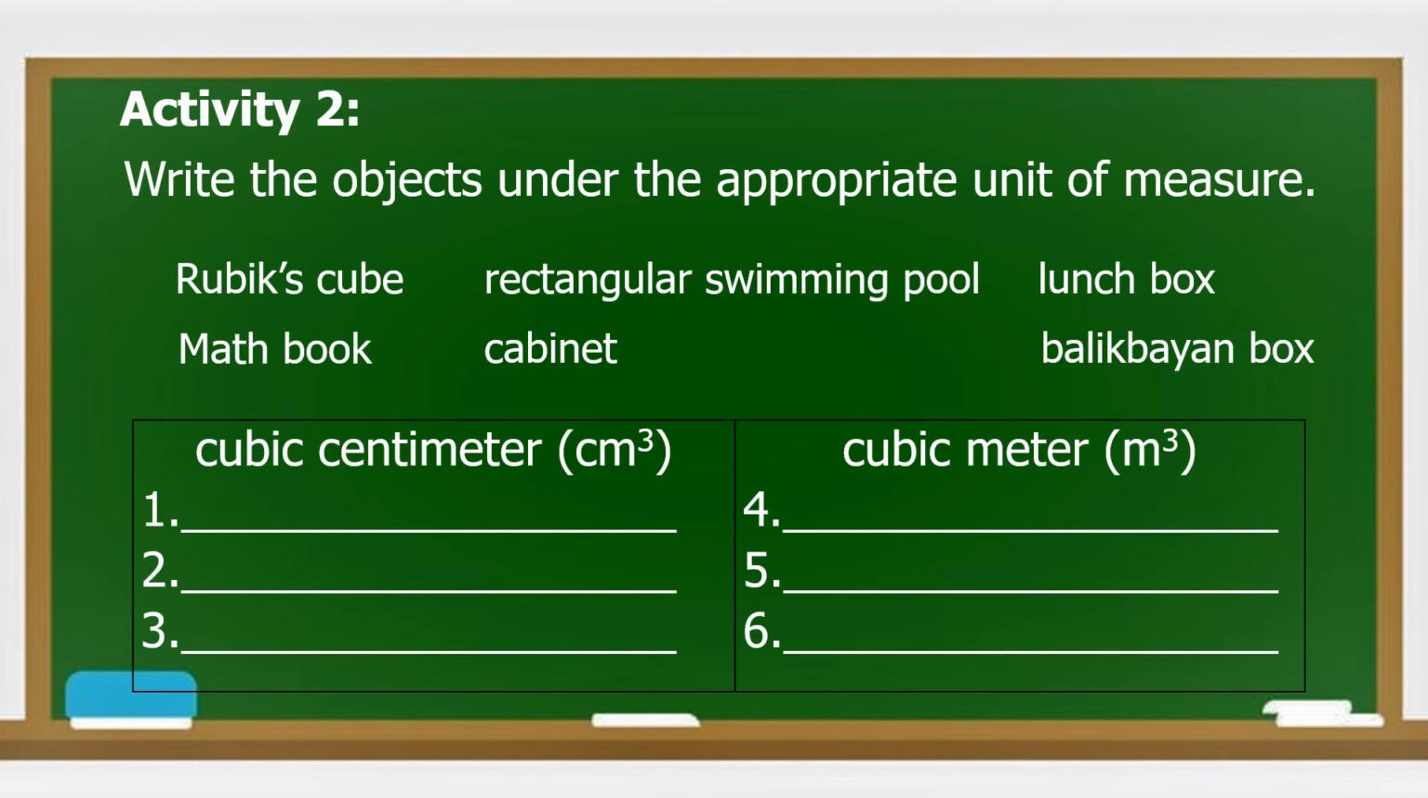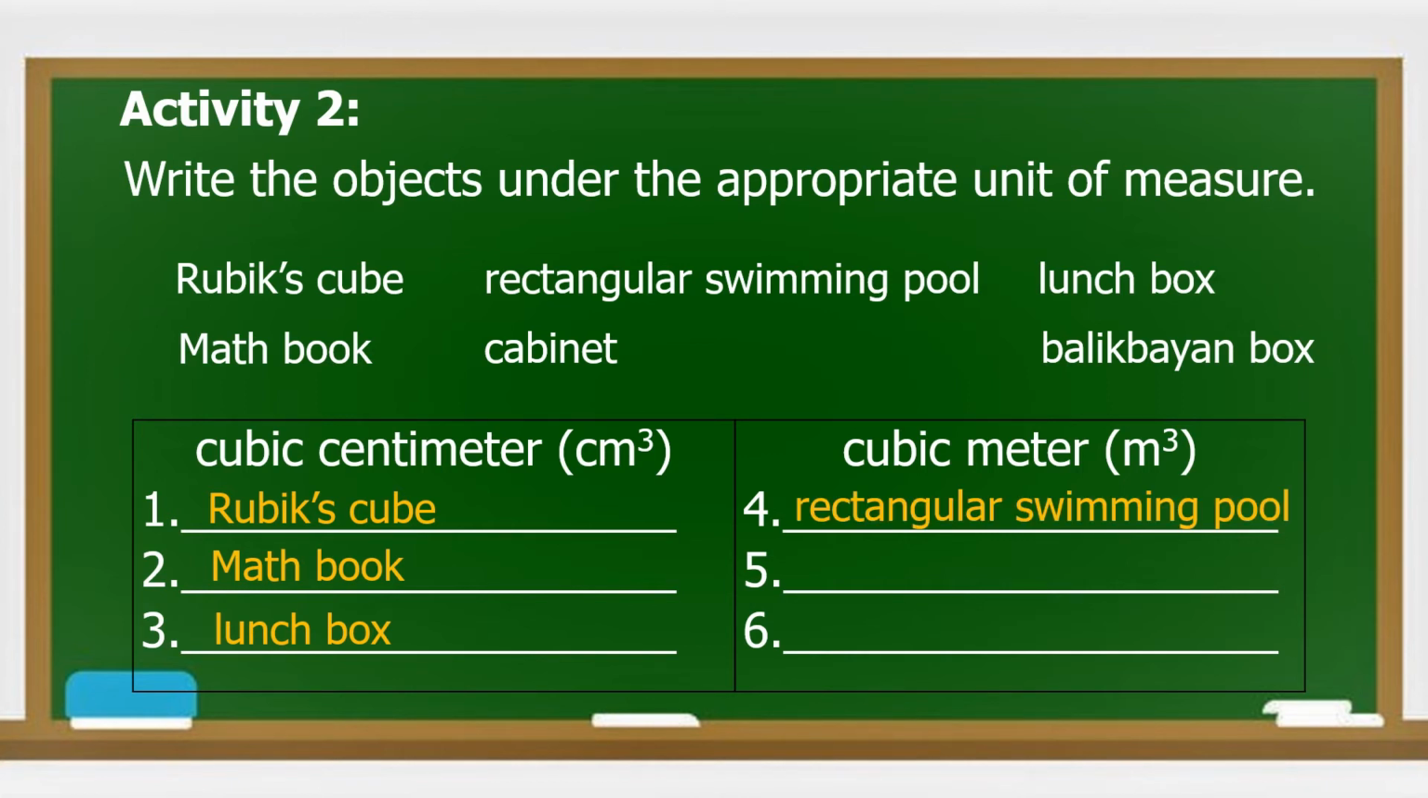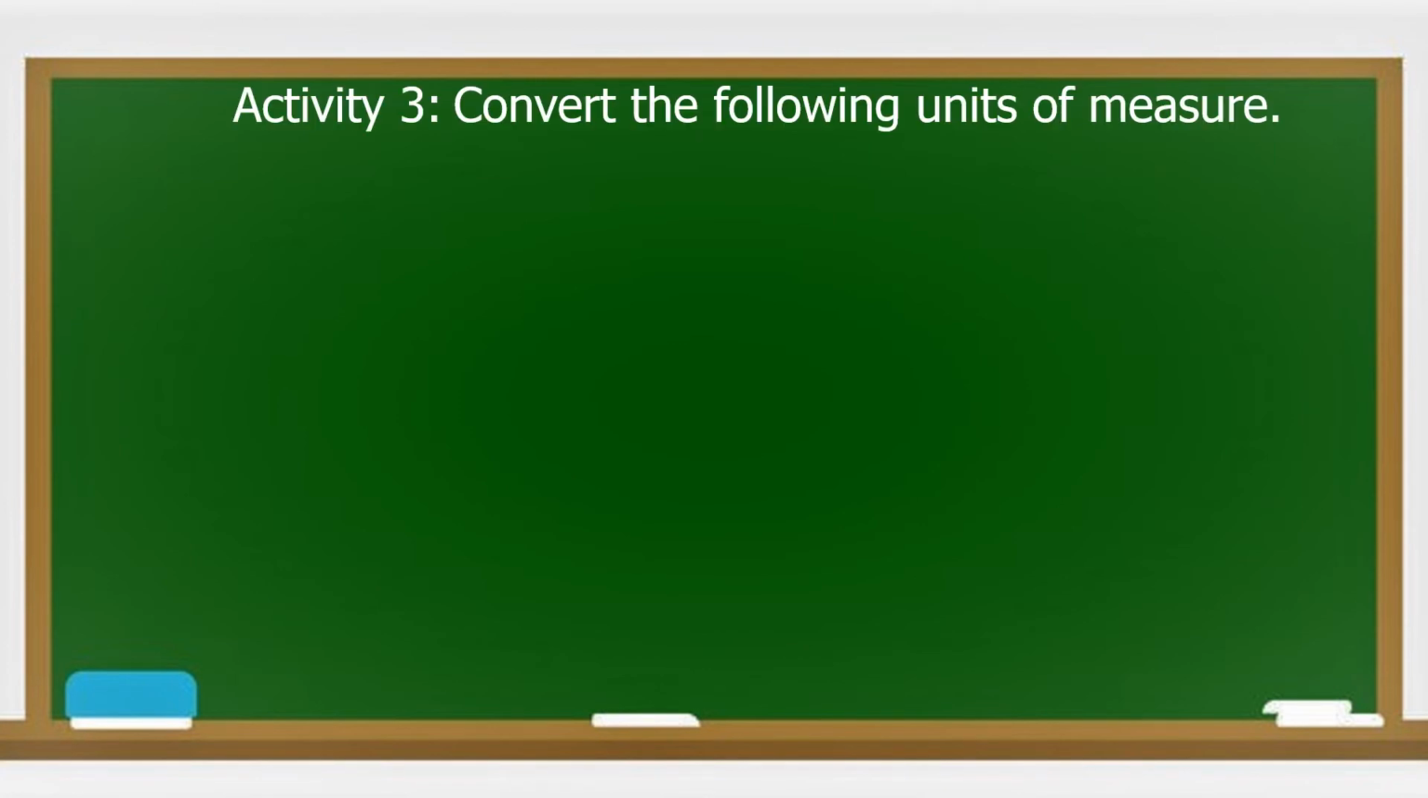Check your answers. For 1 to 3 in any order, Rubik's Cube, Math Book, Lunchbox. For 4 to 6 in any order, Rectangular Swimming Pool, Cabinet, Balikbayan Box. Very good! You have finished answering Activity 2. Let's proceed to Activity 3.